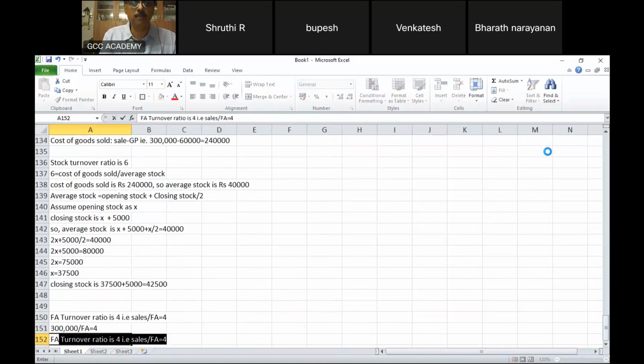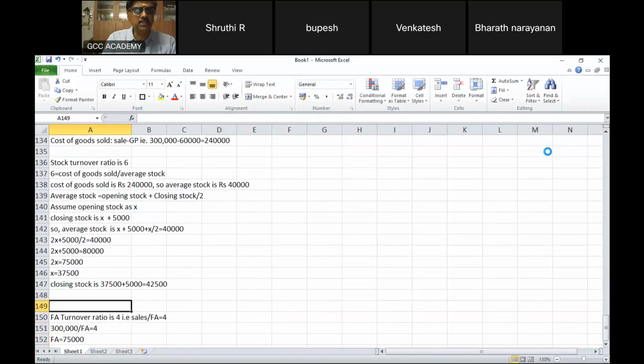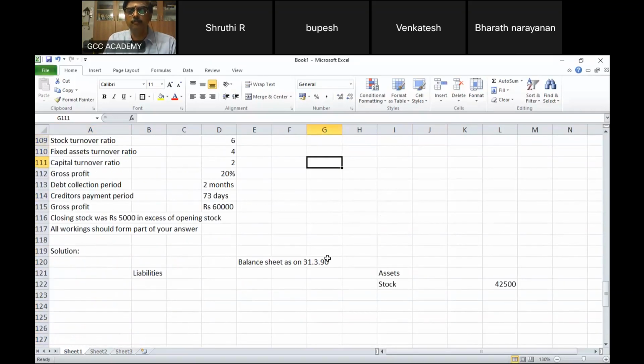So fixed assets is 75,000. Correct? Fixed assets turnover ratio formula is sales by fixed assets equal to 4. Sales is 3 lakhs, so 3 lakhs by fixed assets equal to 4, so fixed assets is 75,000. Understood? Yes, sir. Okay, fine.